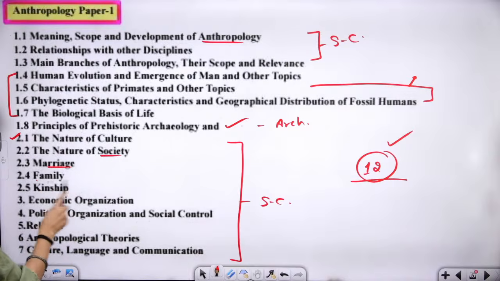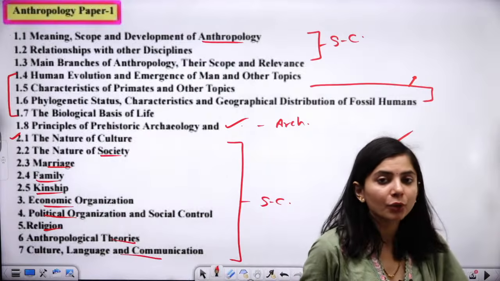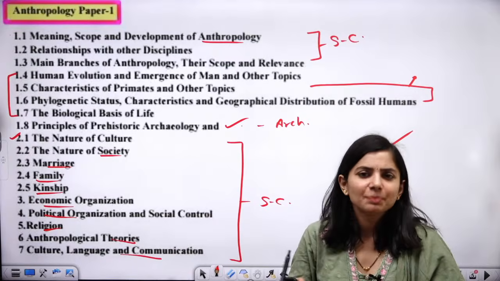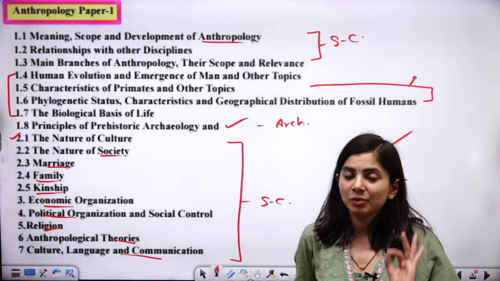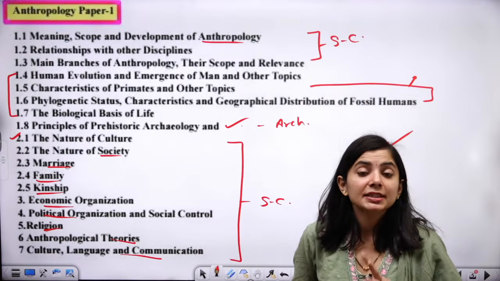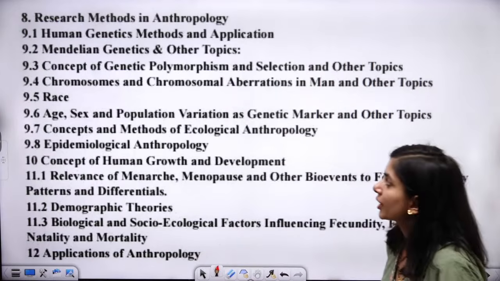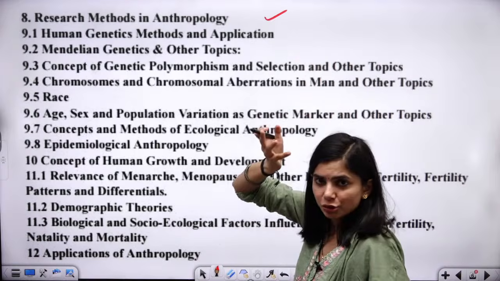Society, marriage, family, kinship, economic organization, political organization, religion, anthropological theories, language and communication. Here you need to understand we are not going to study so much of the theories part. We are going to study the practical aspect. I am going to provide you the practical case studies, some related case studies that you will find very interesting. Fine. Okay. Now next, unit 8, again part of the social culture anthropology.